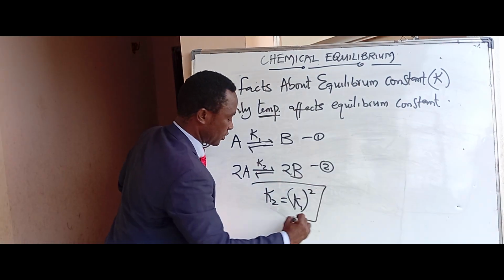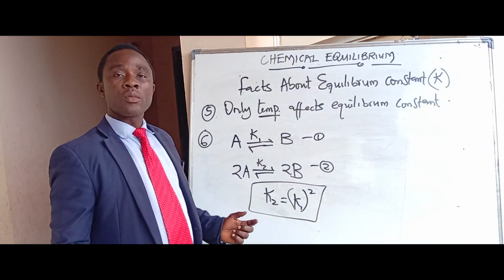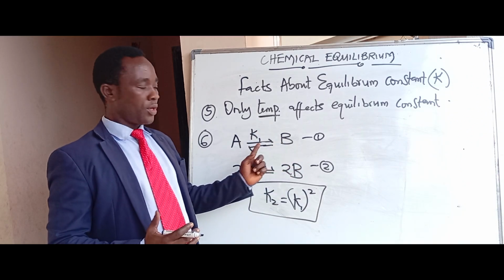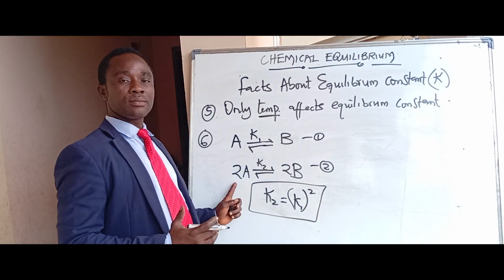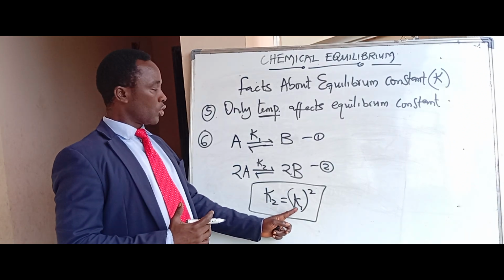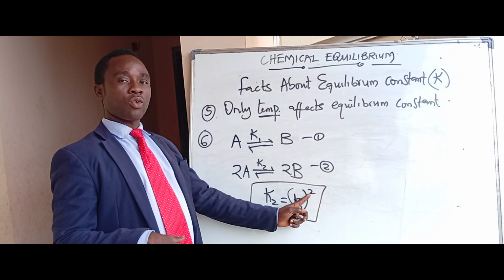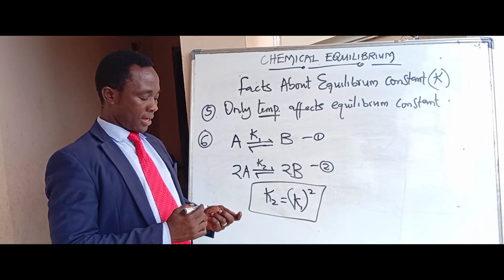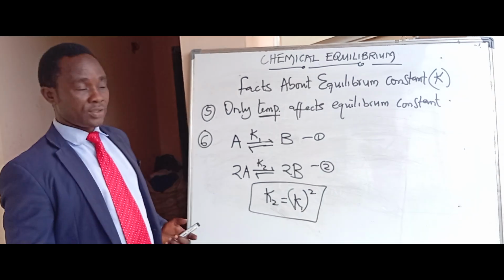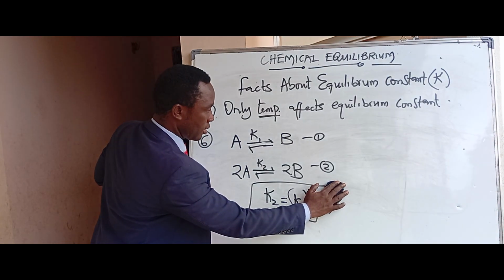What it simply means is this. Anytime a chemical reaction in equilibrium is multiplied by a factor, the new equilibrium constant will be equal to the original equilibrium constant raised to the power of the factor that we have multiplied by. Now, we can prove this. It is provable.